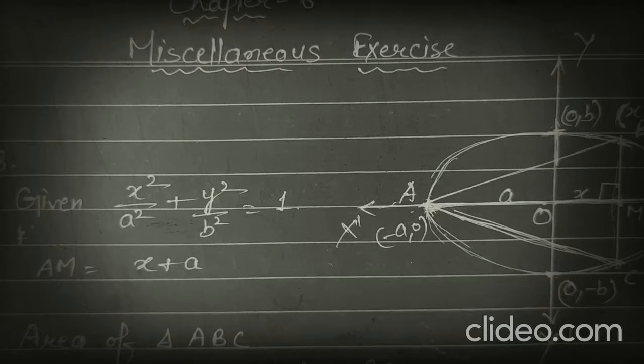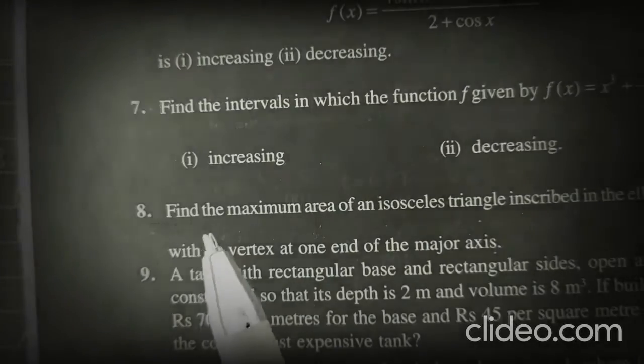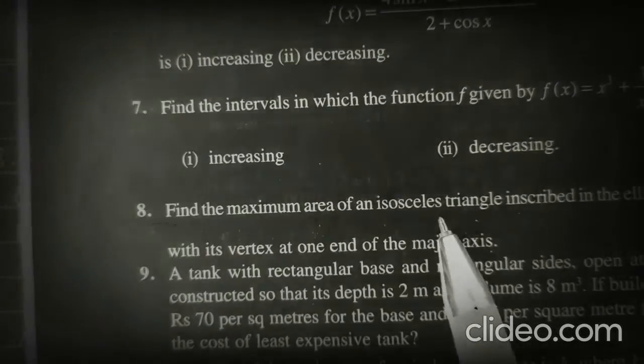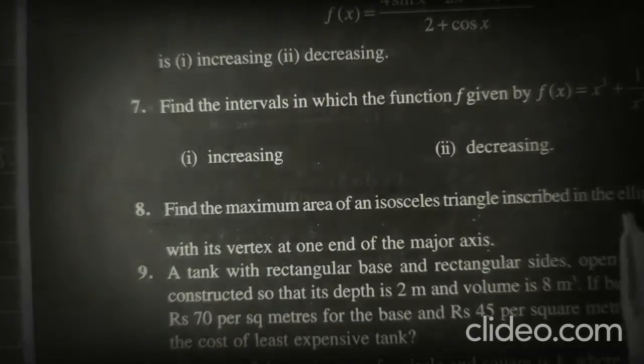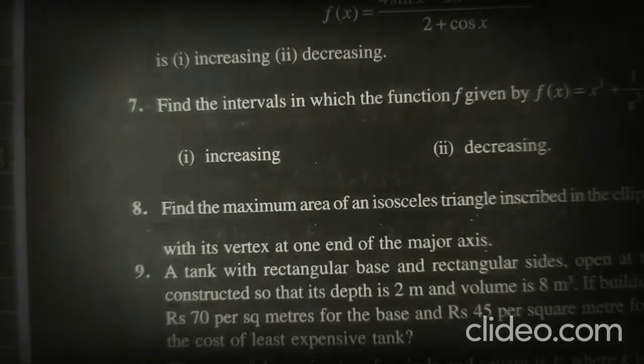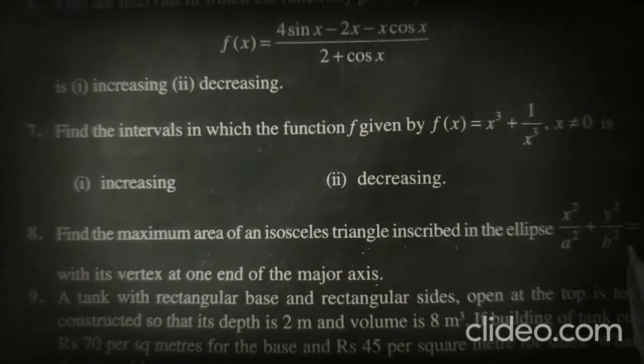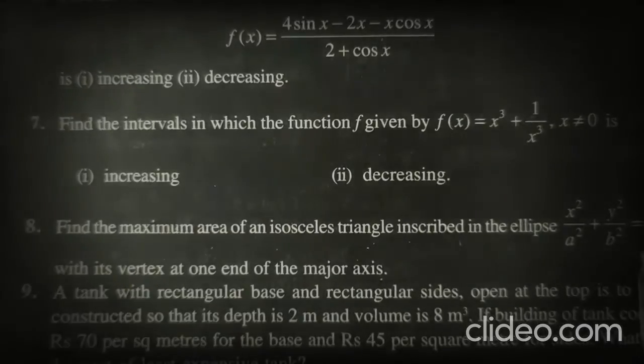Good morning everyone. Today we will discuss some questions of the miscellaneous exercise of chapter 6 that are related to maxima and minima. So look at question number 8. Find the maximum area of an isosceles triangle inscribed in the ellipse x square upon a square plus y square upon b square is equal to 1. This is the equation of the ellipse.